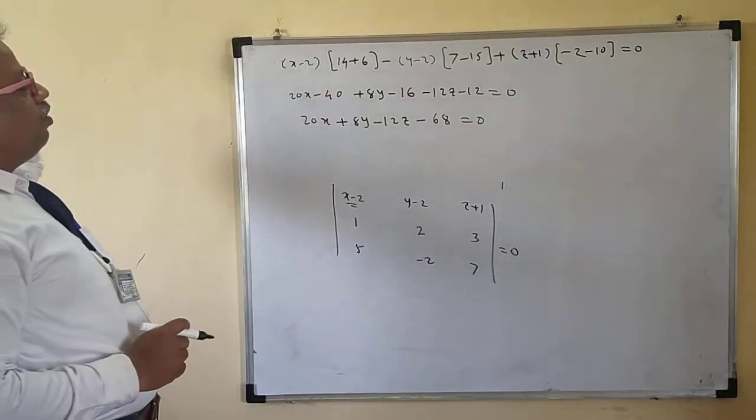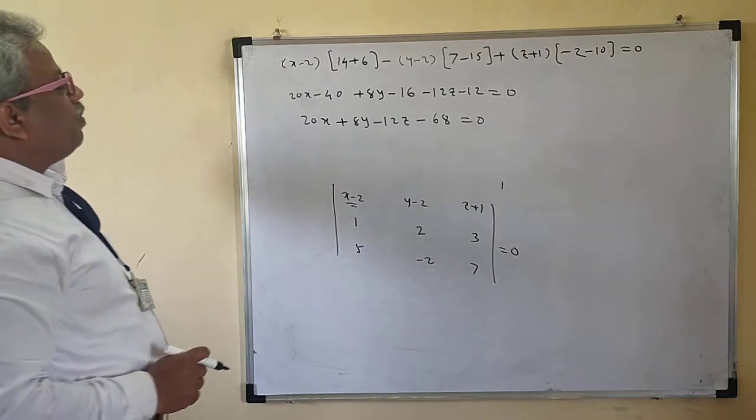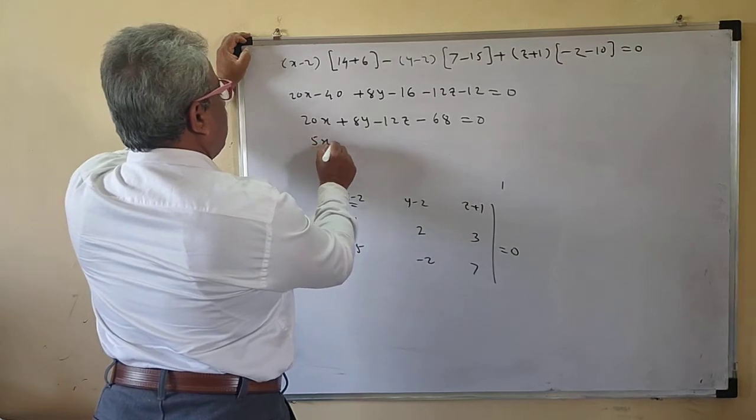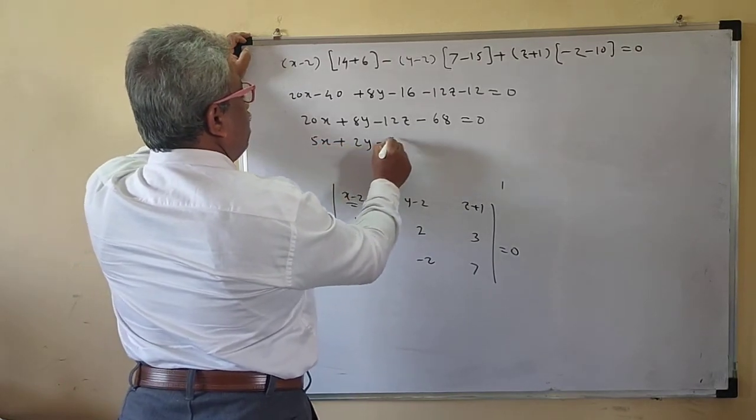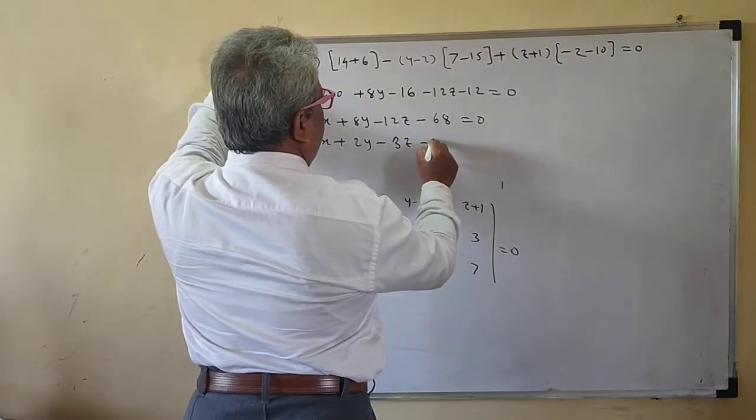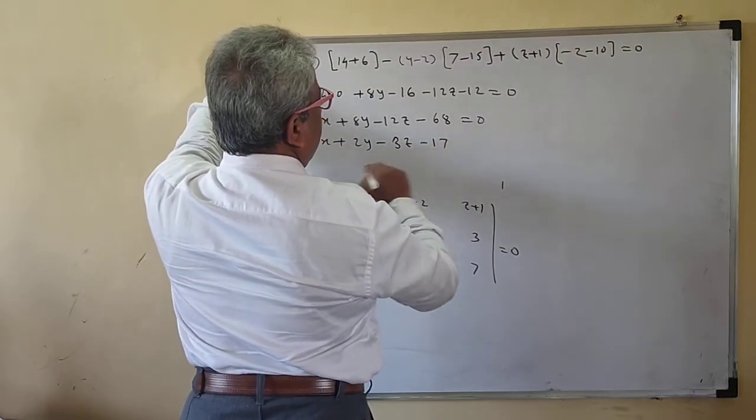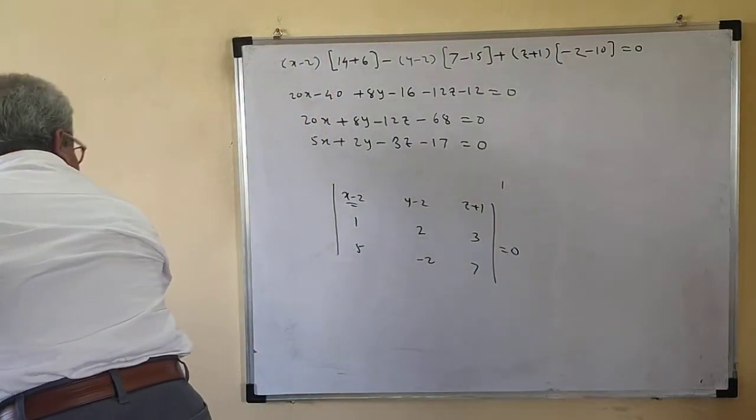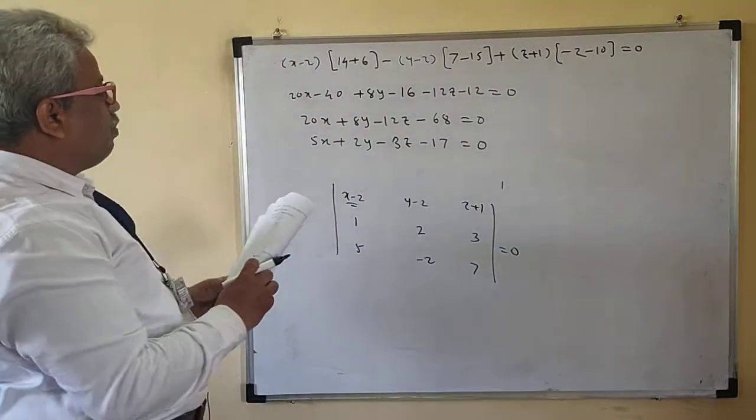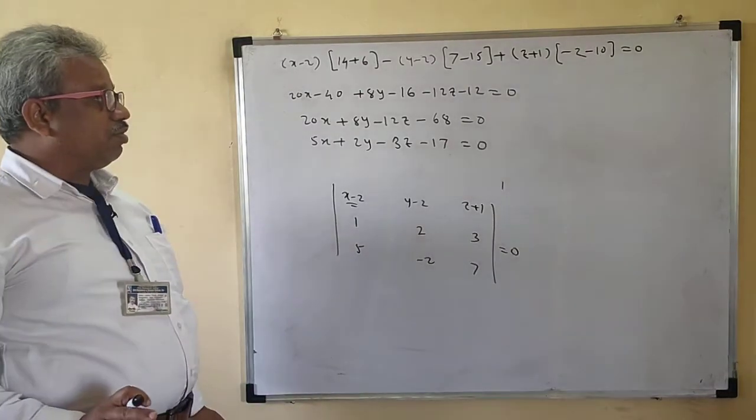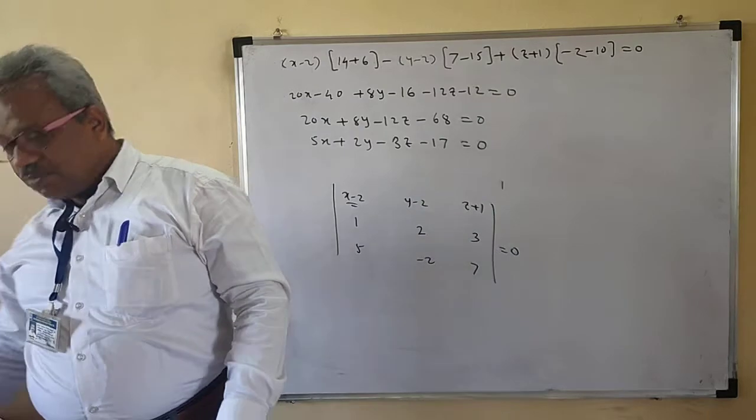Okay, so can you simplify by 4? Yes, you can. So this will be your 5x plus 2y minus 3z minus 17 is equal to 0. This is your required equation of the plane. Okay, so the problem is over now.